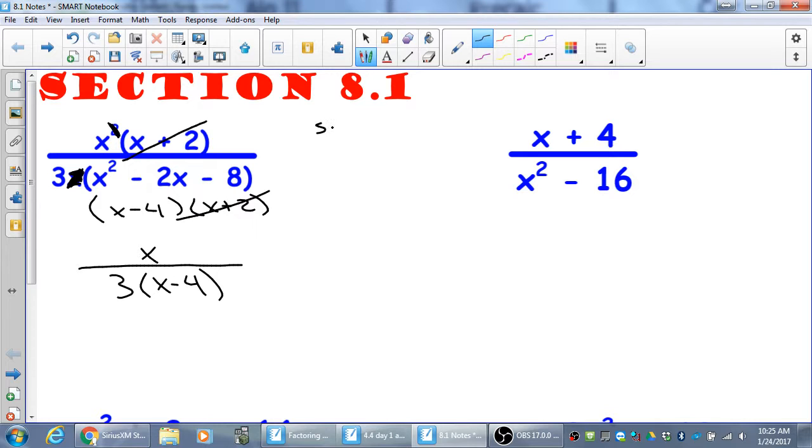Side note, x over x plus 2. I want your full attention. You ready, Robbie? You listening? Everybody's listening? I need your full attention. Those x's don't cancel. Ever. No matter how hard you try, no matter how many times you cancel those out, it will always be wrong. You cannot cancel parts of addition.